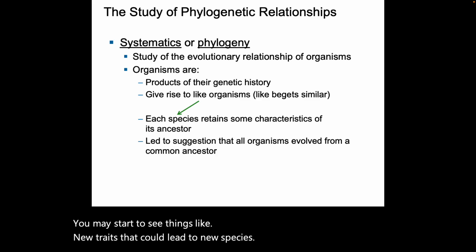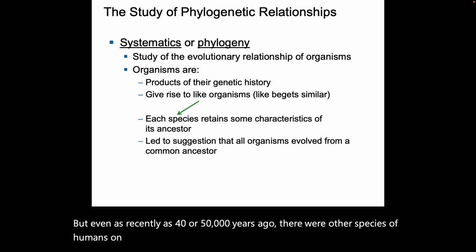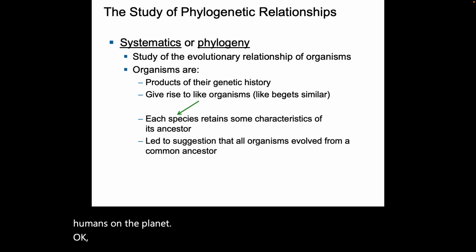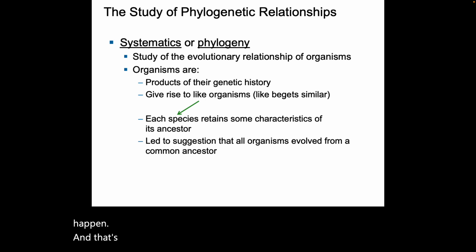But even as recently as 40 or 50,000 years ago, there were other species of humans on the planet. So it takes a long time. We wouldn't see it in our lifetime, but it does happen. And that's why each species does retain some characteristics of the ancestors.